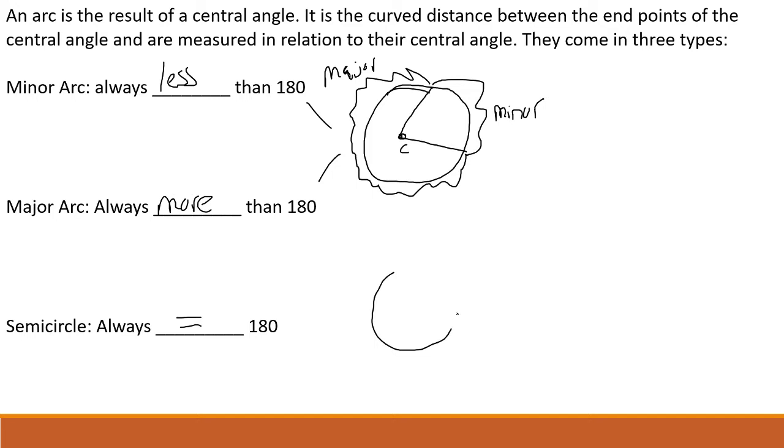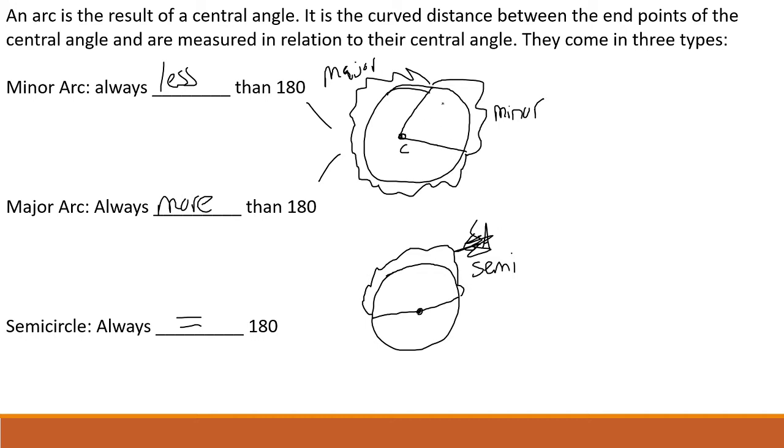Semicircle is the only unique one, in that a semicircle is when you have exactly half a circle. So here's my center, and then obviously this right here, little Pokeball looking thing, that'd be my semicircle. So I'll put that semi there. That's my semicircle arc there, which is always equal to 180, right? Again, major arc is going to be more than half the circle, so it's going to be more than 180. Minor arc is going to be less than half the circle, so it's going to be less than 180. And a semicircle is exactly 180.